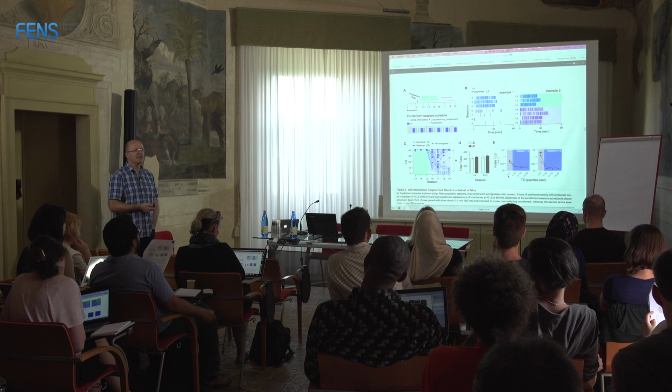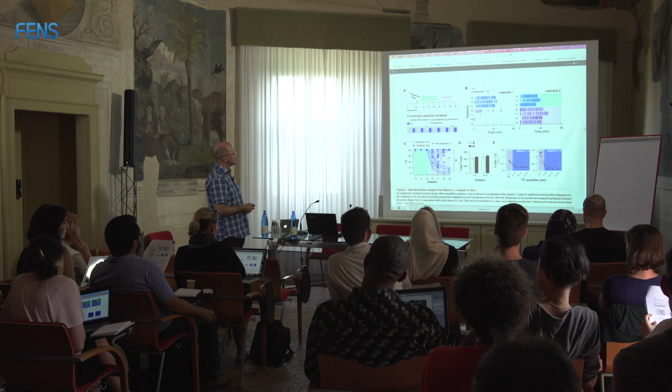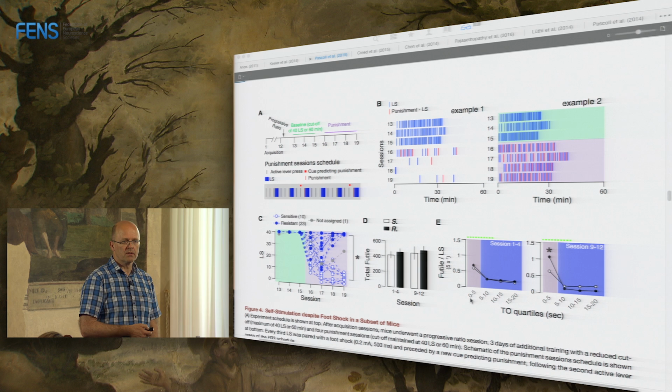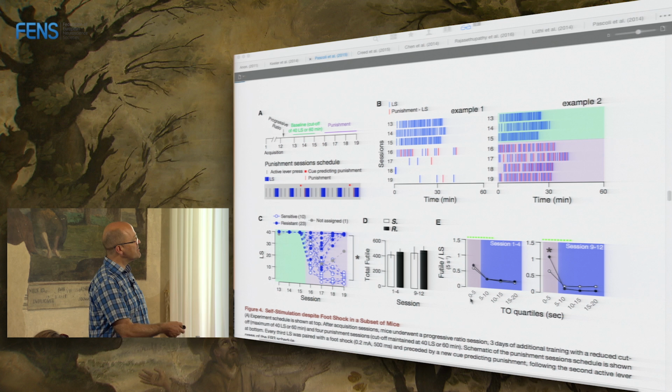In spite of punishment, they actively want to press for laser stimulation. So what's the difference between example one and example two? You see two groups emerging. This is one example of a mouse. In example one, the mouse doesn't want to press for laser stimulation when it has to undergo a punishment.